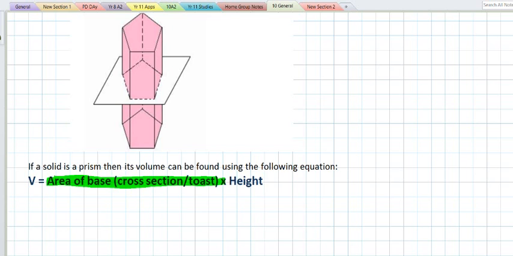Can you please copy that equation down? Just the equation I've highlighted, but the whole thing of it. V equals area of base. Yep, volume equals area of base, and the area of the base is the same as the piece of toast we slice from it, or the cross-section. And then that is multiplied by the height.